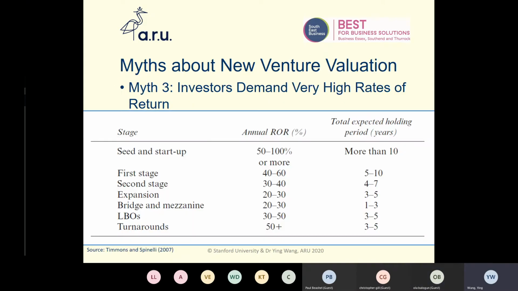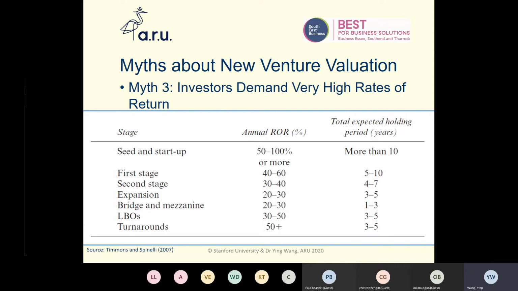People consider this fund from the new venture, for example, seeking external finance, or when you do the new venture valuation, you need to consider the myths. I will go through the myths with you, of course. But the third myth I want to draw your attention to first is that investors demand very high rates of return.